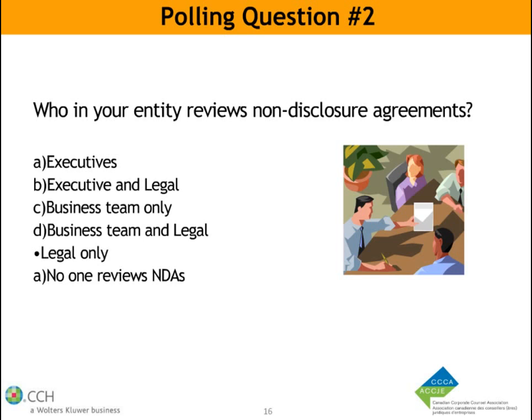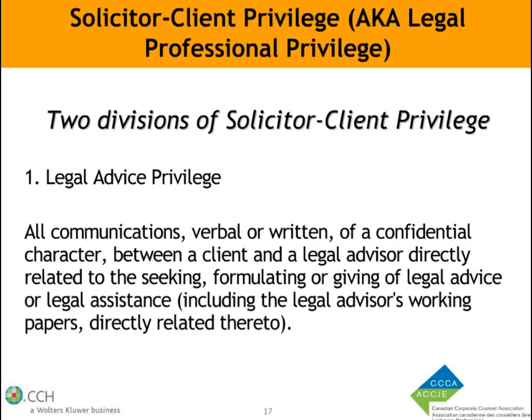Okay, so we will go on now to the next slide. And it appears to me from my academic review of this topic that the Canadian solicitor-client privilege is split into two pieces. The first part being the legal advice privilege. And legal advice, of course, is driven by the person who seeks the advice. Does that person expect that his or her decision or course of action is going to have legal implications? And if that is true, then the communications, verbal or written, of a confidential character between a client and a legal advisor directly related to the seeking, formulating, or giving of legal advice or legal assistance is what's covered here in this part of the privilege.